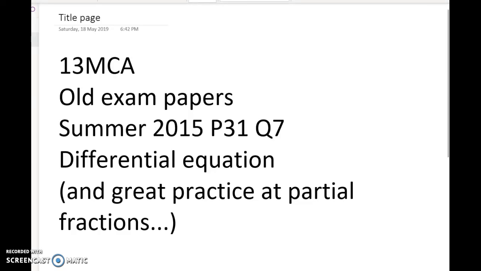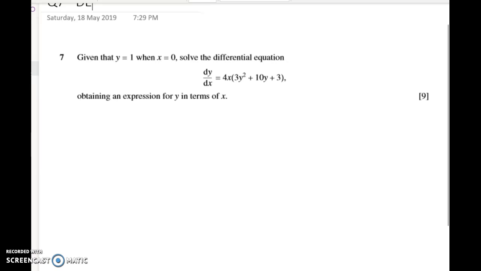This is another old exam question from the summer 2015 Pure 3 paper. Again, we haven't covered this in class yet. If you're watching this around May the 18th, just don't freak out because we haven't done differential equations yet. But do feel free to watch after the trig internal if you want to get a little bit ahead.